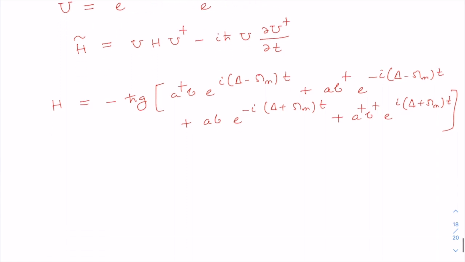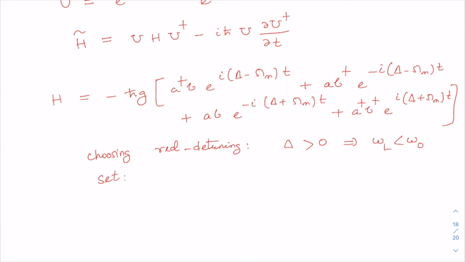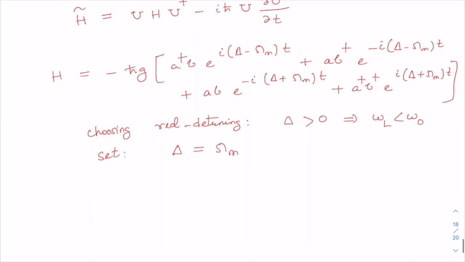Now let us choose red detuning. Choosing red detuning means the laser frequency is less than the optical frequency, Δ is greater than 0, which implies ωl is less than ω0. ω0 is the cavity resonance frequency. And if we set the detuning parameter Δ equal to ω_m, then you will see that this term will get cancelled. It would give you 1. And this is also going to give 1, but this term will oscillate at double the frequency of ω_m, and similarly this term. So all these highly oscillating terms can be neglected.